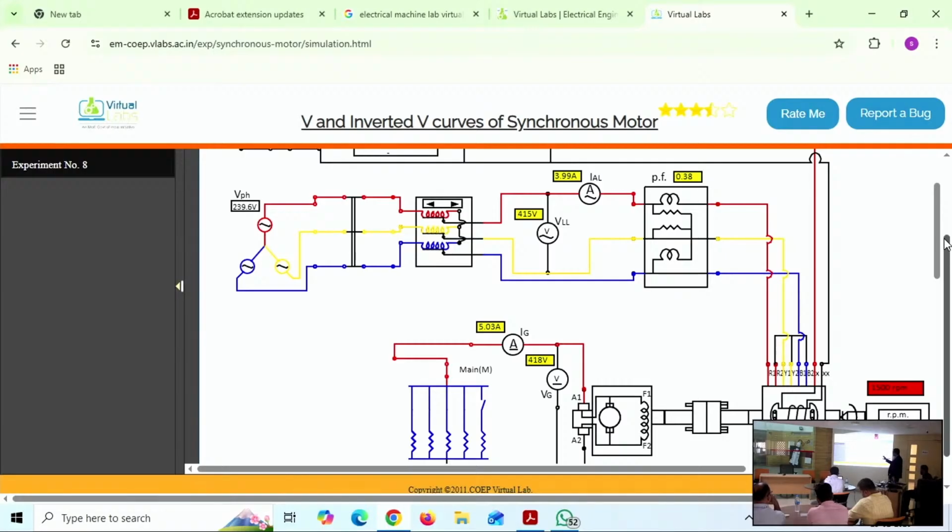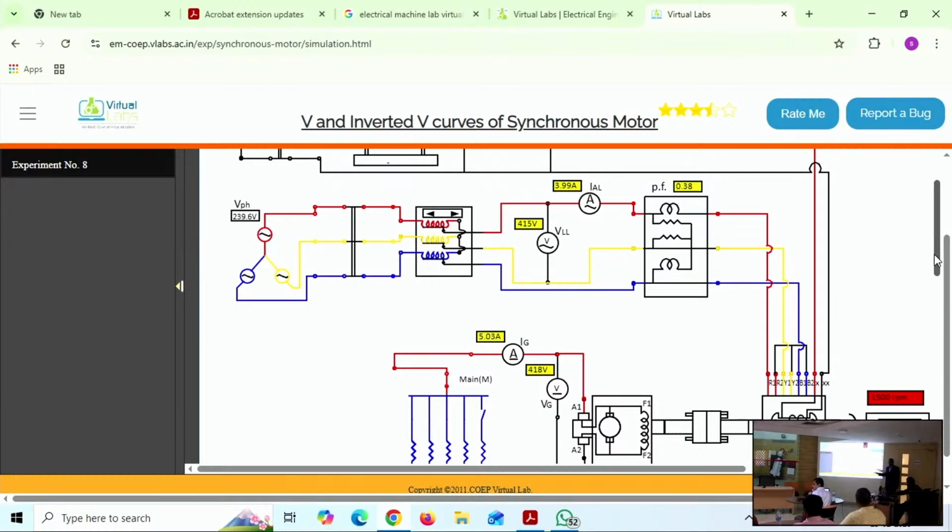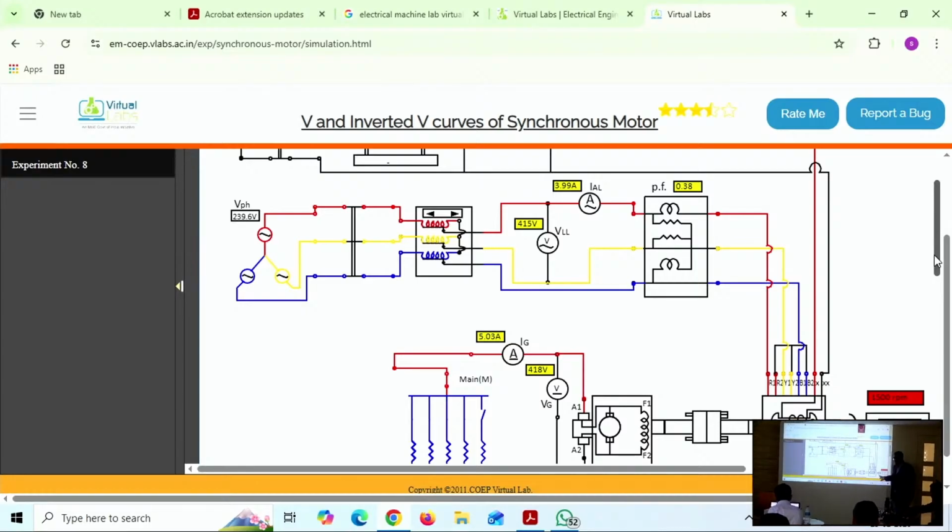So this V curve and inverted V curve, what it is giving, if you observe, the V curve is the curve drawn between excitation and field current. Field current, where are we giving the field current here? Where are we giving excitation in a synchronous motor? The rotor. Field winding of what? Where are we keeping the rotor? Yes, the rotor circuit. We are giving excitation there.